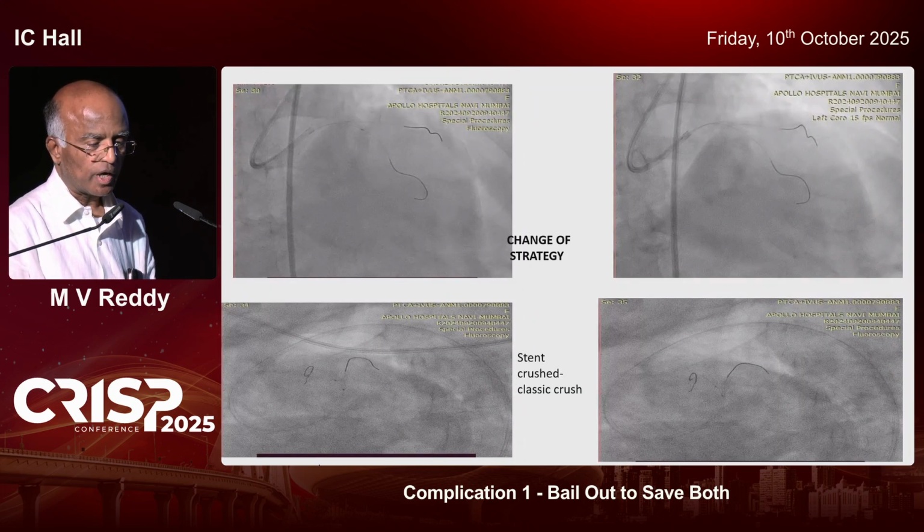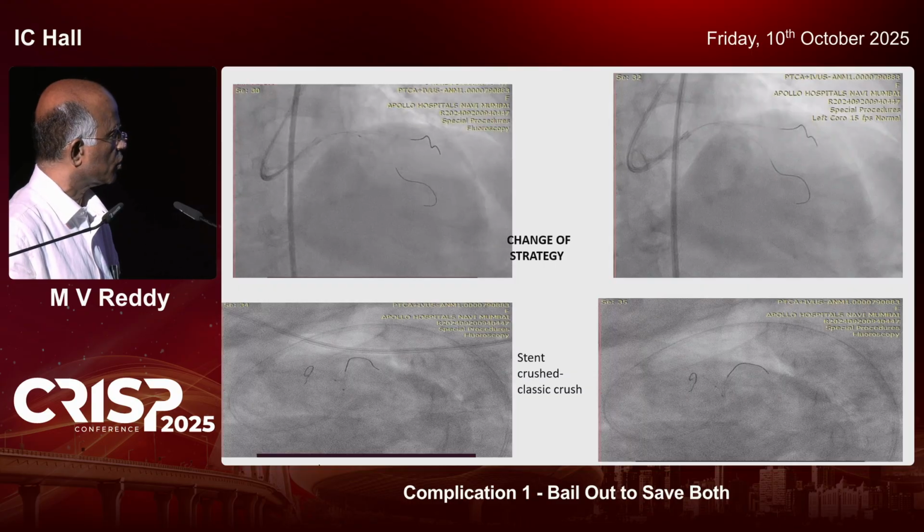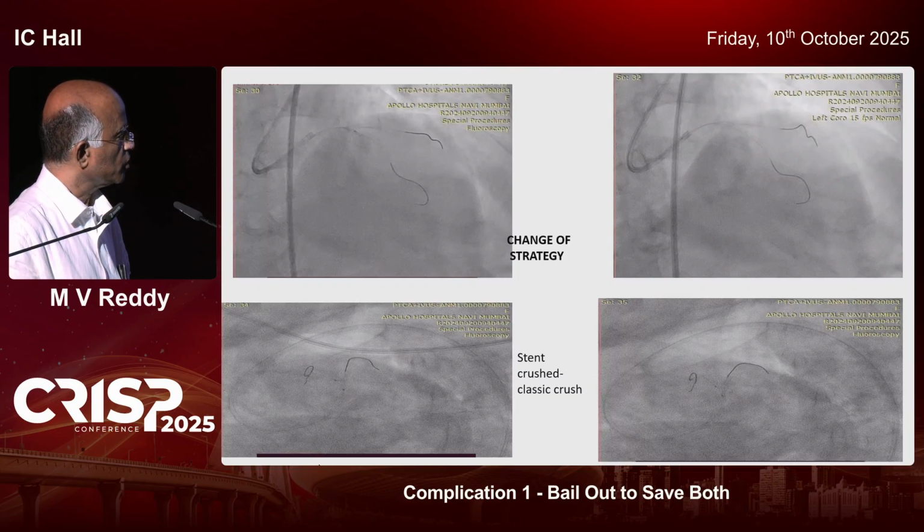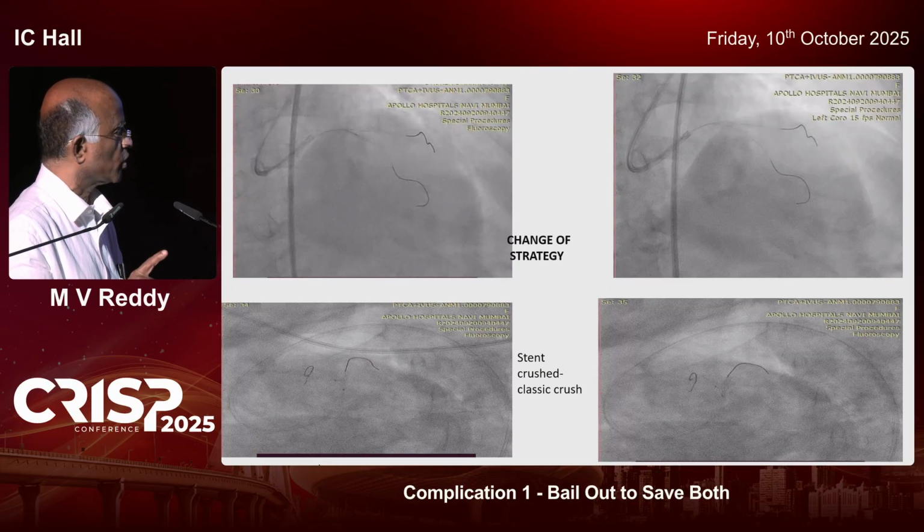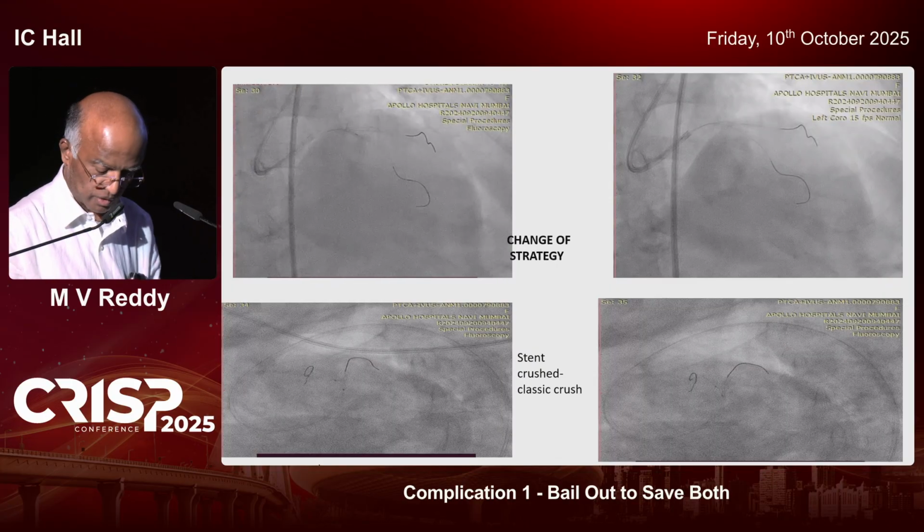Then I crushed that stent with a larger balloon. You're not doing a kilo? No, I'm not doing a kilo. I changed to a crush, not even a mini crush.